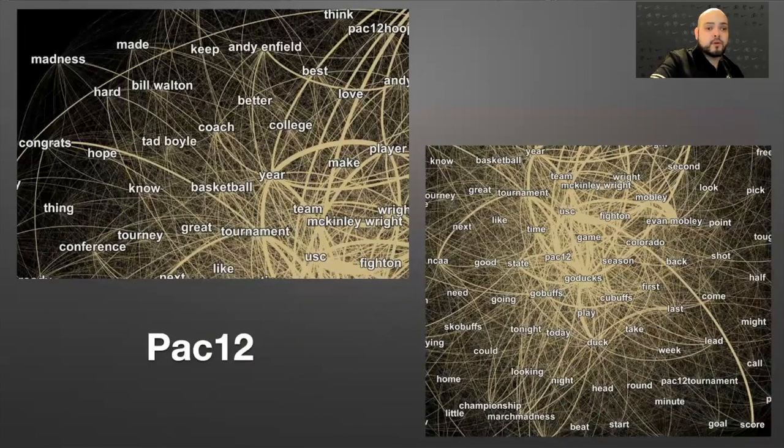So for the Pac-12, you can see on the right, all of our hashtags are grouped together, and you see common words like Pac-12, lead, and who comes in second in basketball. You'll see McKinley Wright and Evan Mobley, which makes sense because those are the major stars. On the left-hand side, you'll see Bill Walton mentioned with Tad Boyle and Andy Enfield, because those are more of the named commodities in them.